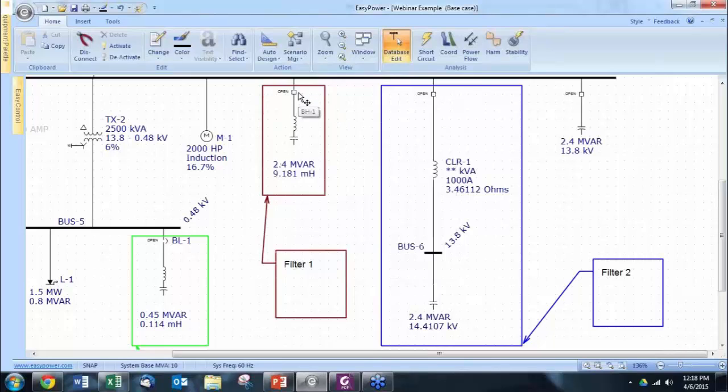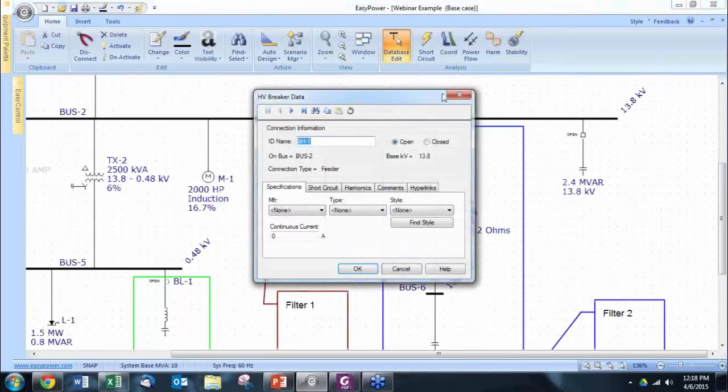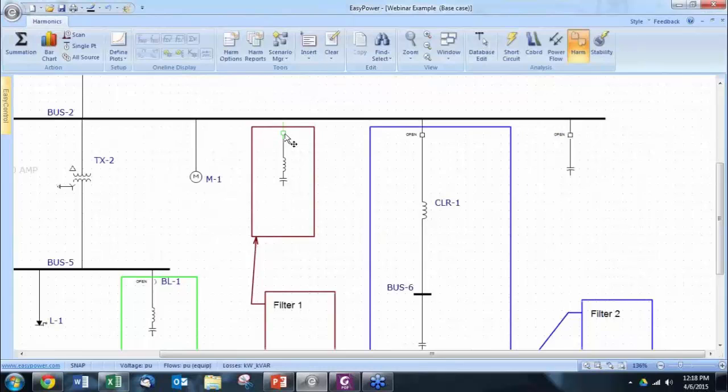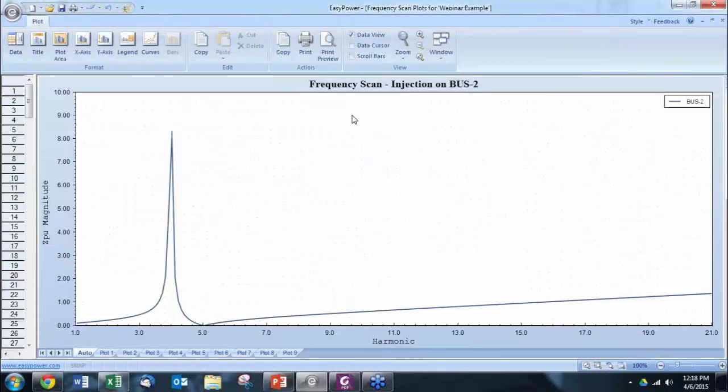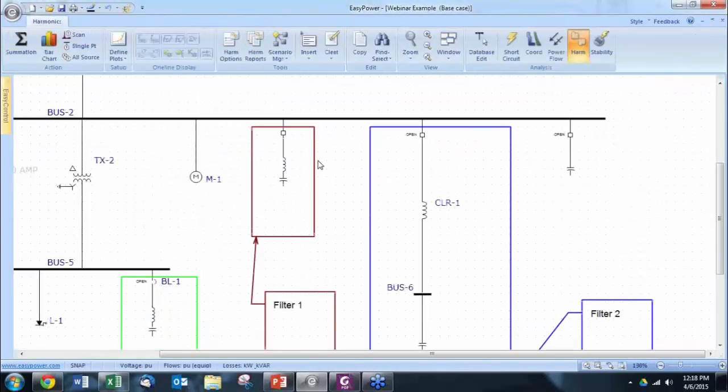Now, the filter has been specified. We need a 5th harmonic filter, and that's it. Here it is. Oh, sorry. My 5th harmonic filter, there it is. Now, we go to the next problem. How do we build it?